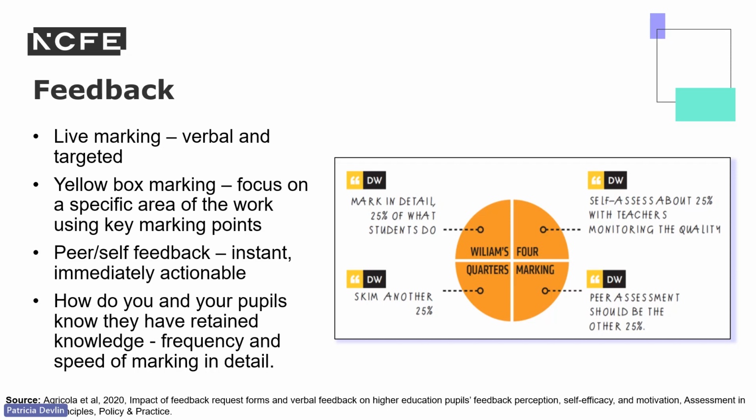So in 2020, a study found that pupils valued verbal feedback over written feedback, and it was stated that pupils who received verbal feedback perceived the feedback to be better in terms of quality, use, quantity, and timing and usefulness compared to pupils who received written feedback. So this can come from peer or self-feedback, and it makes the feedback instant, immediately actionable, and you get that formative feedback, as you'll also see if there's any common errors of content that you need to readdress.